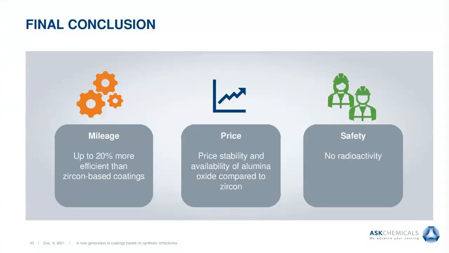Coming to the conclusion, with the new synthetic alumina-based coatings, we have a big advantage in the mileage, up to 20% more efficient than a silicon-based coating. And you have a big advantage on the price situation, because the prices for alumina are stable and the availability is much better compared to the zircon silicate. And last but not least, we have the benefit that we don't have any radioactivity in the material.